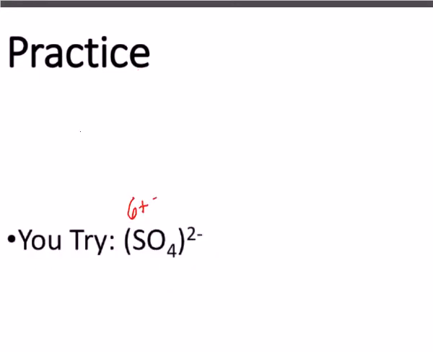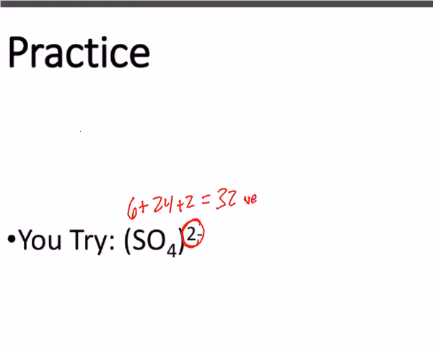Sulfur has 6. Oxygen brings 24. Now, the negative charge there, what do we do? You've got to add the 2 because you had that negative 2 charge. It gained 2 extra electrons. Without that, this is a much more complex structure. So we've got 32 valence electrons we've got to use here.